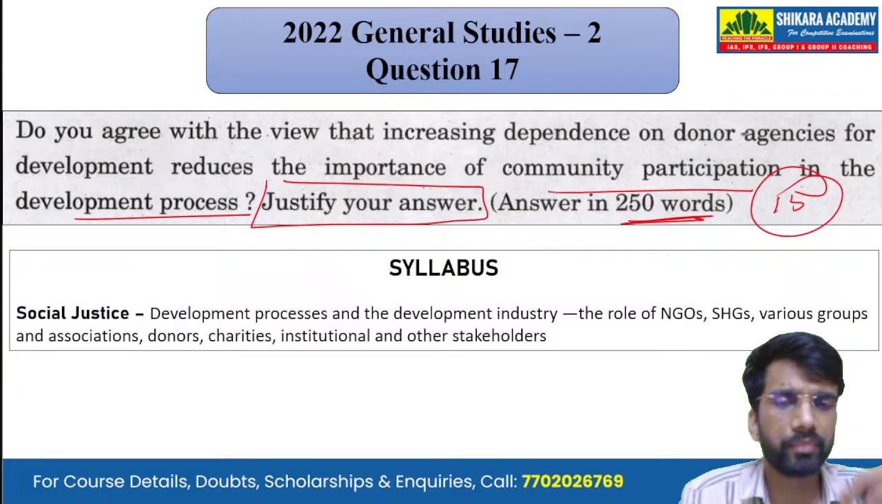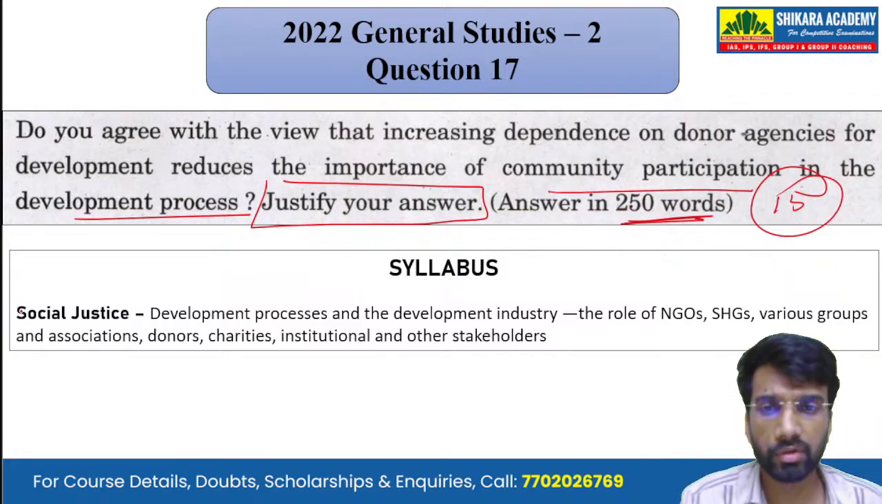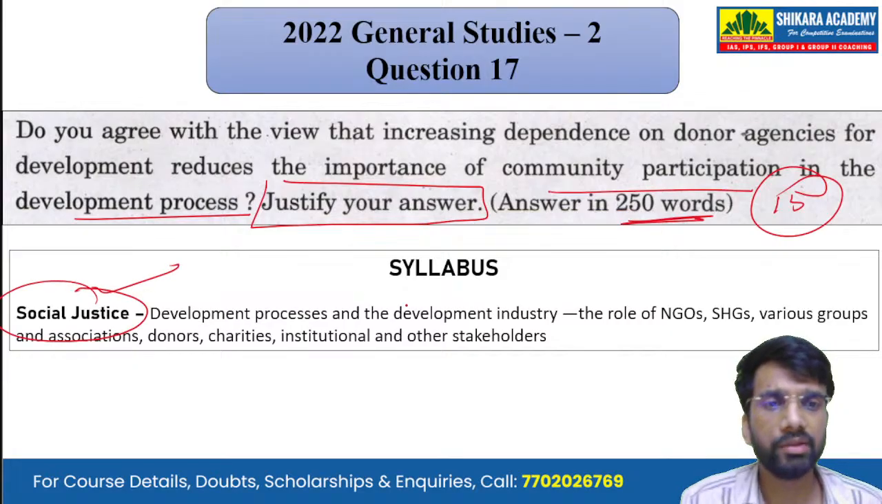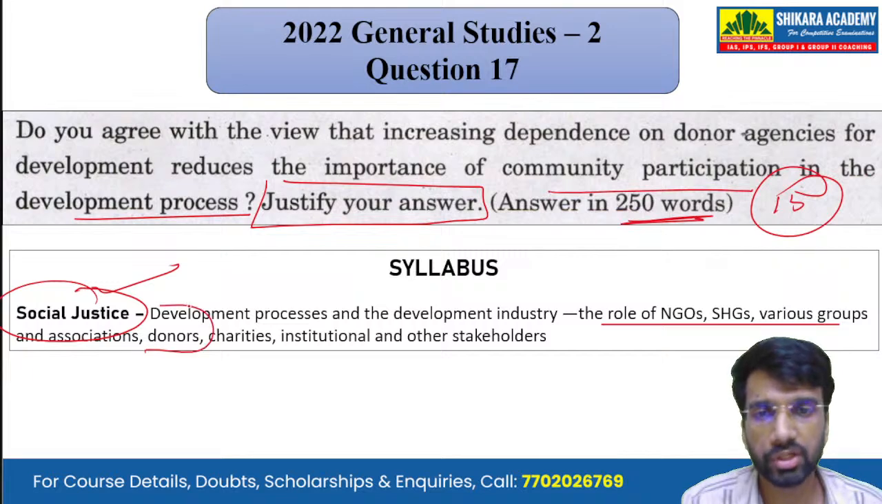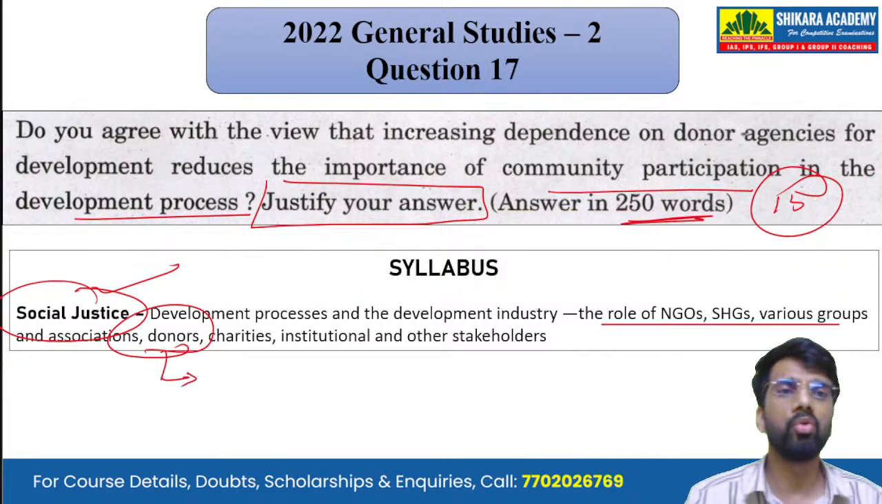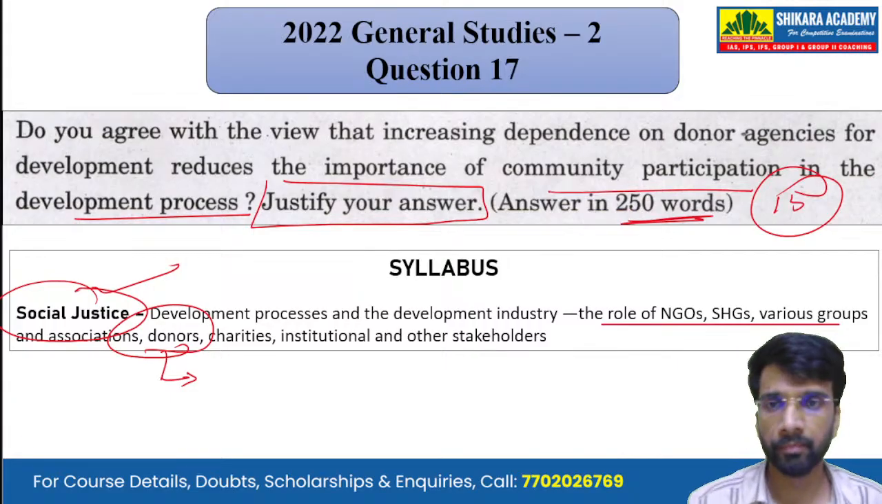Now, mapping it with the syllabus, we can see that it has been asked from the subject of social justice. The topic is the role of NGOs, SHGs, or various groups and associations and donors. The role of various donor agencies. So we have to discuss that.